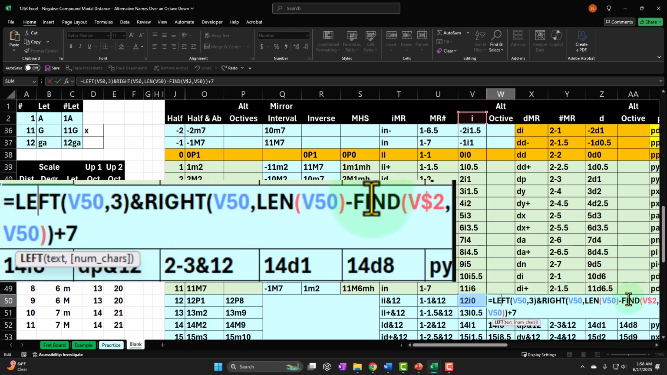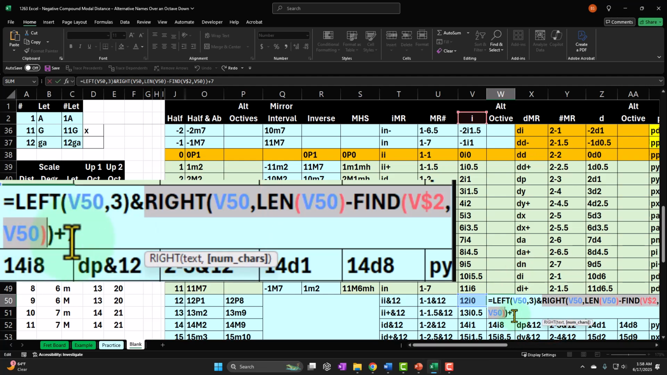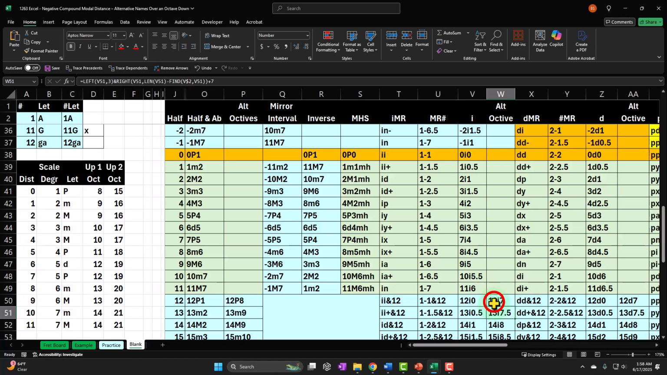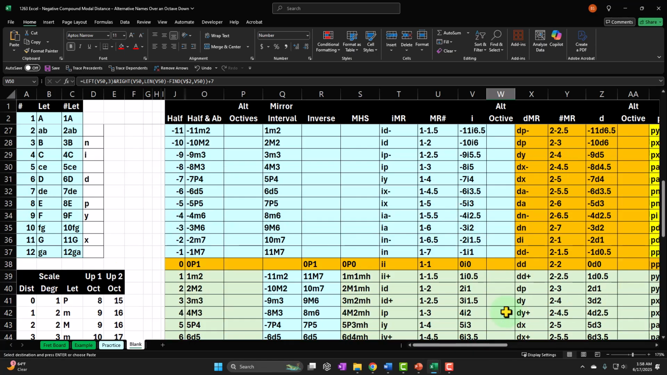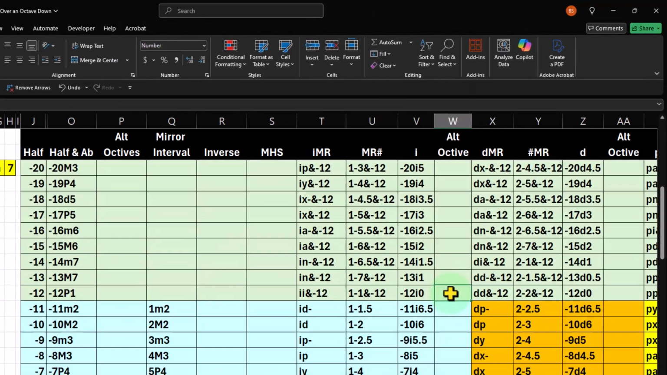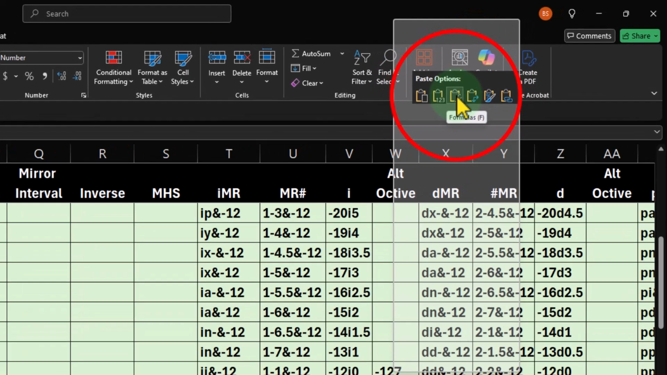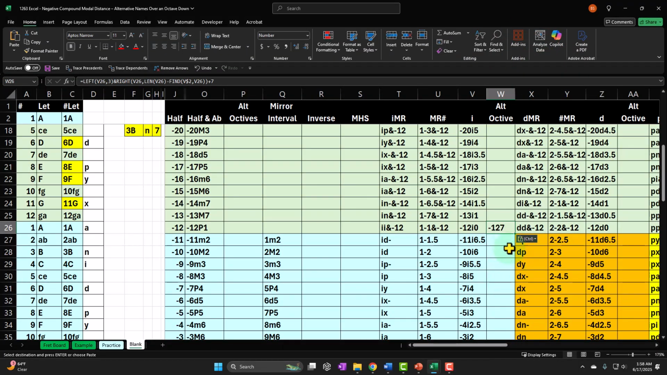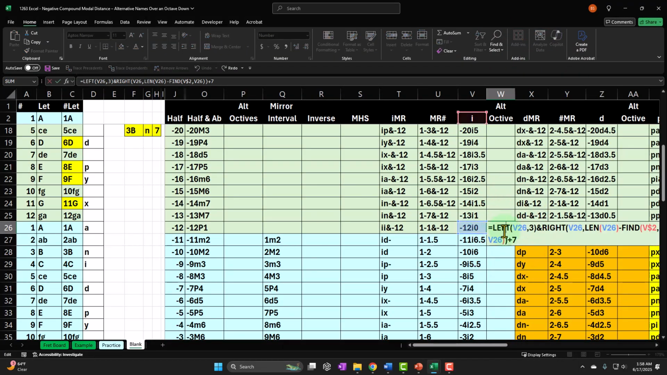It's taking that right side and then subtracting the I from it. And then this whole bit's giving me 0, and then I'm adding 7 to it. So let's see if I can just copy that formula up here. It might just work if I just copy it straight. I'm going to paste formulas only. So something is missing, so let's see what it's doing.